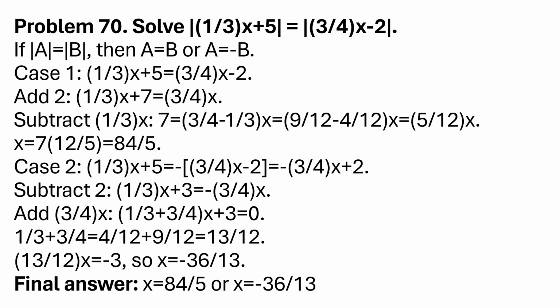We are asked to solve the equation: absolute value of 1/3 x plus 5 equals absolute value of 3/4 x minus 2. To solve, we consider the possible cases created by the absolute values. After solving the resulting equations and checking the solutions, we obtain x equals 84/5 and x equals negative 36/13. These are the solutions to the equation.